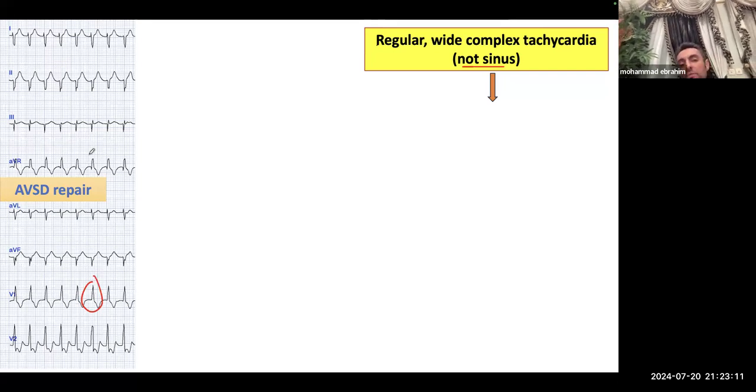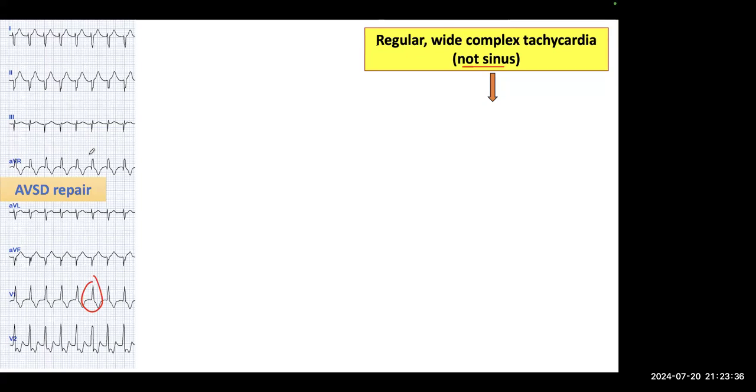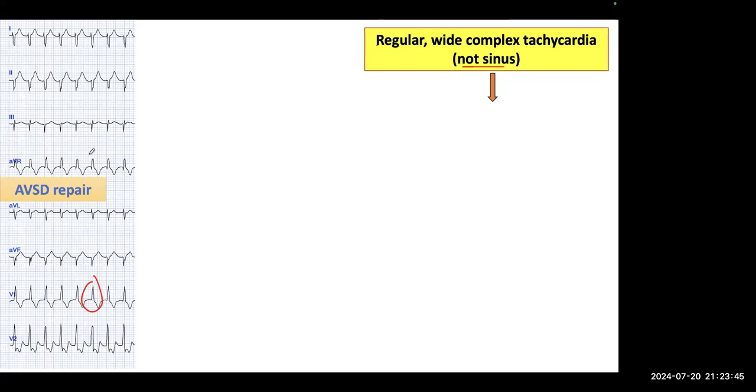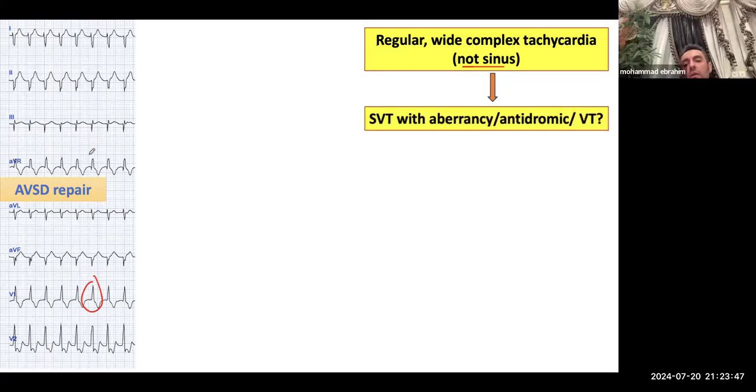Your differential could be SVT with intrinsic bundle branch block, or SVT with aberrant conduction. This is one differential. Or VT, or antidromic tachycardia. Everything is possible except sinus tachycardia in this case. So because SVT is in your differential and it's regular, you can give what? Adenosine. Yes. Okay, we gave adenosine here.